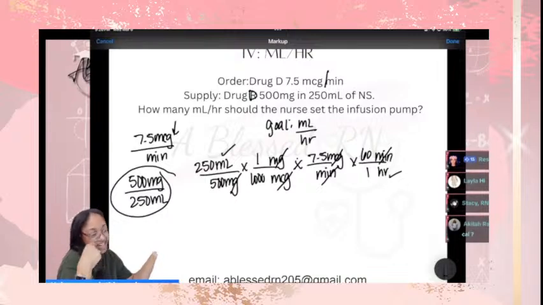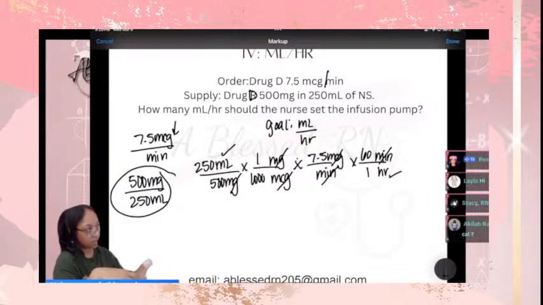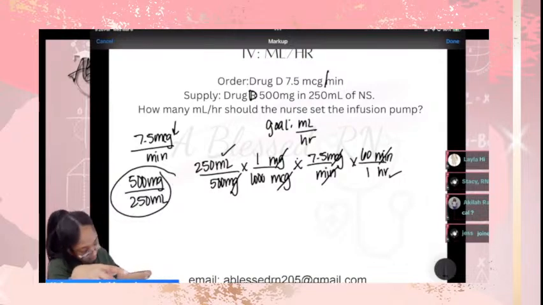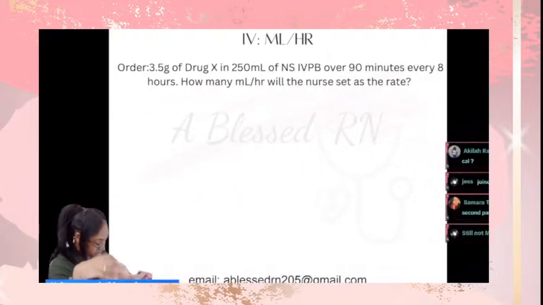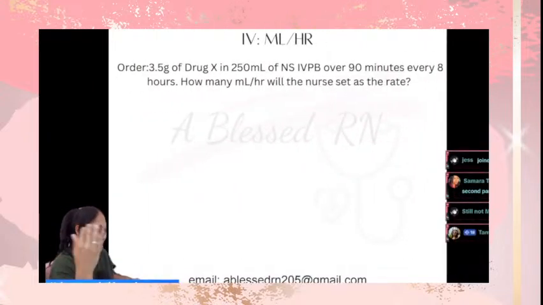Hey, Layla. But I flipped it in the beginning because I always start with what I'm looking for. If you start with what you're looking for, you don't have to go and find it. It's right there. So I needed my milliliters to be on the top and my hours to be on the bottom. Everything else lines up, and boom.